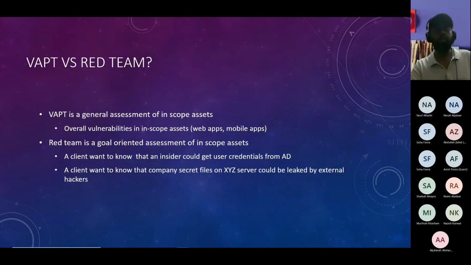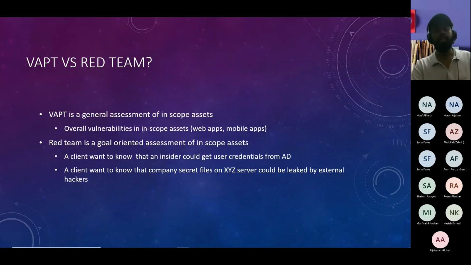So this is a goal-oriented assessment. What we will do is try to penetrate from all possible sides. If it is a web server, maybe I will use different techniques. Maybe I will use social engineering techniques to trap the employees and then hack their system, and from that system try to move on and hack the AD server as well. So red team is a goal-oriented assessment, and it allows you to pick up a lot of techniques.